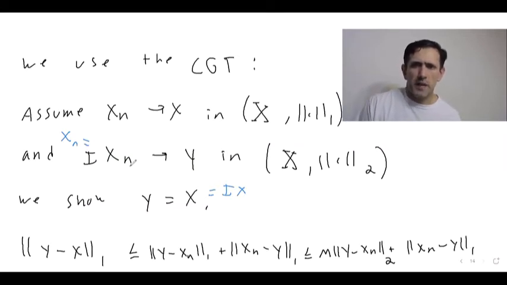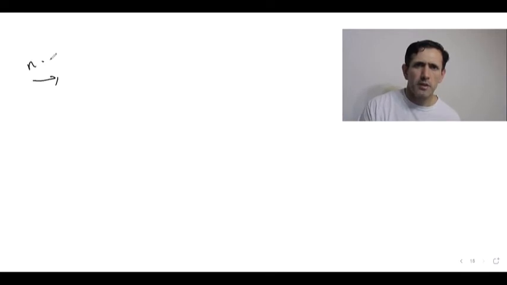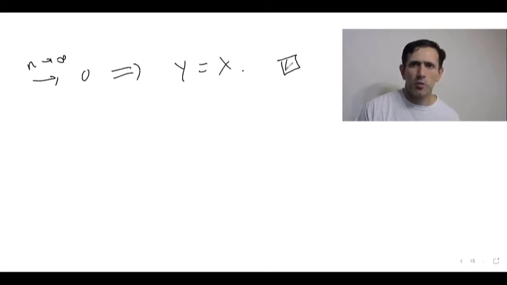Well, xn converges to y in the 2 norm, so this goes to 0. This goes to 0 because xn converges to x in the 1 norm. So by assumption, we have that y is x. Or in other words, y equals Ix, which is exactly what we needed to show.